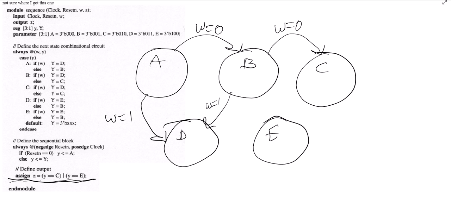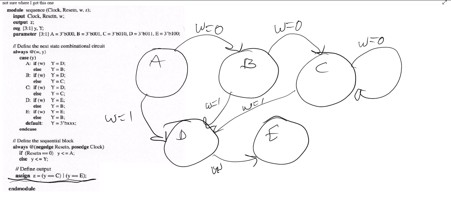If we're in state C and W is 1, we go to D. D is very popular. If we're in state C and W is 0, we go back to C. If we're in state D and W is 1, we go to E. If we're in state D and W is 0, we go to B. If we're in state E and W is 1, we go back to E. And if we're in state E and W is 0, we go to B.